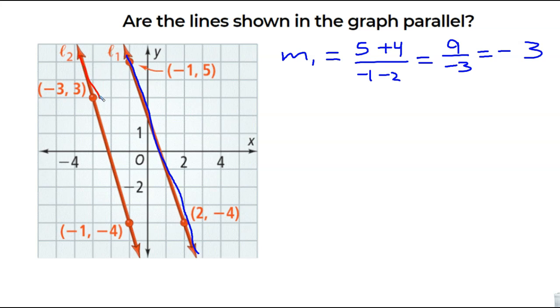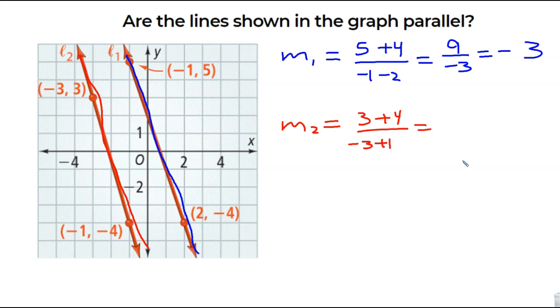All right, let's check the slope of the second line, see if we get the same thing. We'll call that M2 for line 2. Same idea, y minus y, so let's go 3 minus negative 4, in other words, 3 plus 4. Okay, over x minus x, negative 3 minus negative 1, so negative 3 plus 1.